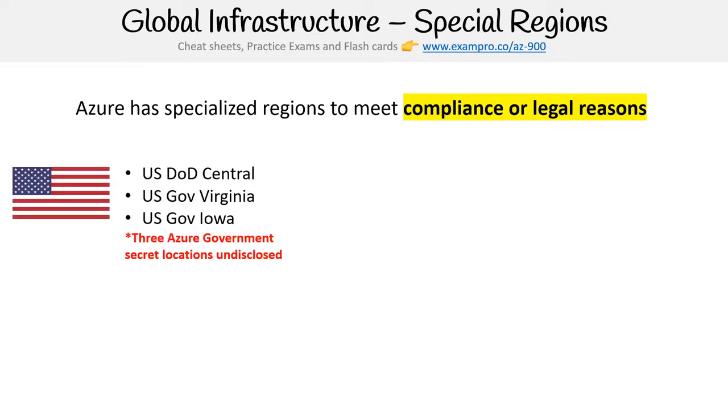The first on our list is the US, and we have three regions that we know about. We have the US Department of Defense Central, the US Government Virginia region, the US Government Iowa region, and then we have an additional three that we just don't know about because they're in secret locations. So maybe they're for Area 51. We don't know. The reason they have these special regions is that if you want to do business with the government, they need these kinds of regulations.